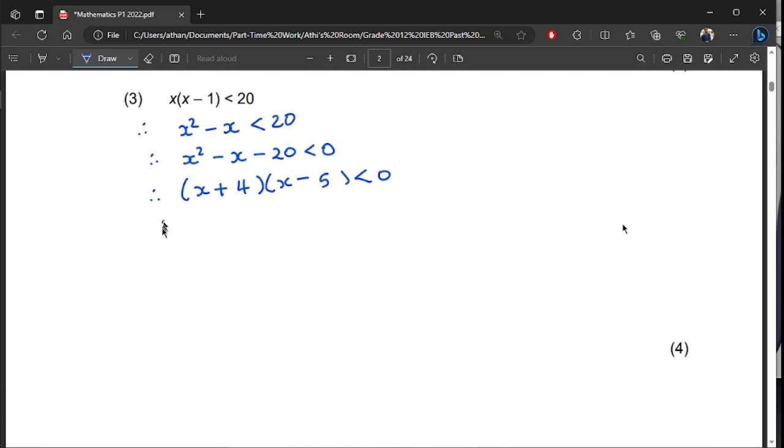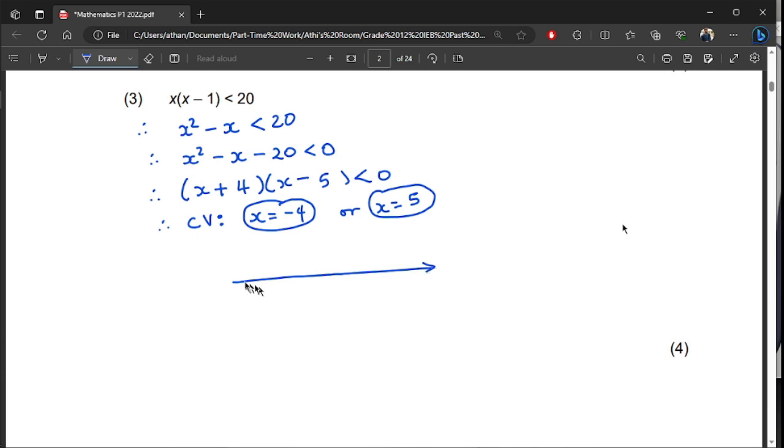Therefore, this inequality now, we're going to get your critical values. Critical values: x is equal to -4 or x is equal to +5. So these are the values that we are going to use to find the actual values of x in that inequality. So what I'm going to do now, I'm going to use a number line to find the actual values of x. On the left hand side you get -4, on the right hand side you get 5.